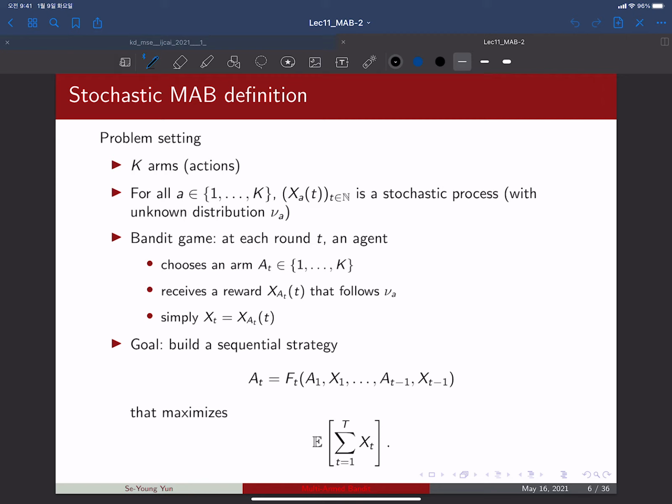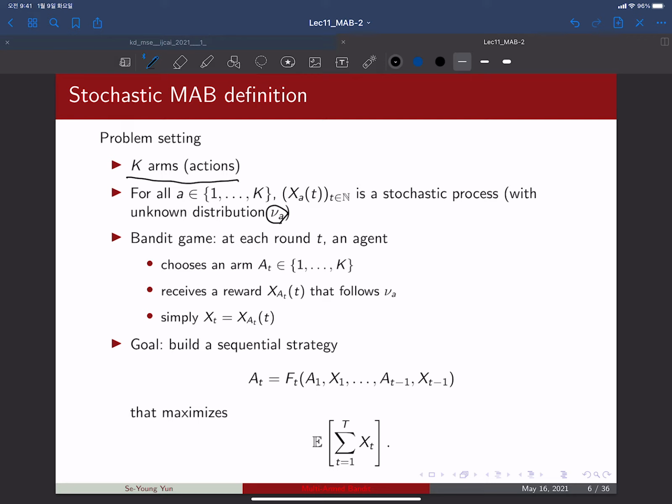So we first consider the stochastic multi-armed bandit setting, where there are K arms, so K possible actions. For all actions A, there is a stochastic process X_{A,t} with unknown distribution rho_A. Okay, so there is a hidden distribution for each arm, and the hidden distribution generates IID rewards for each action.